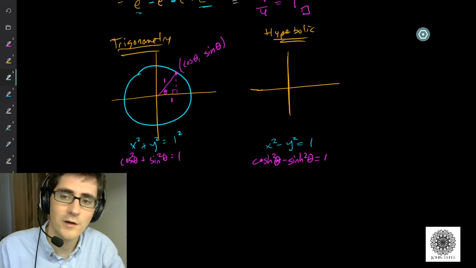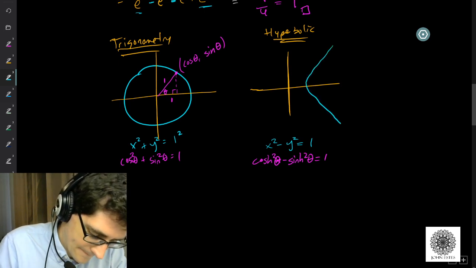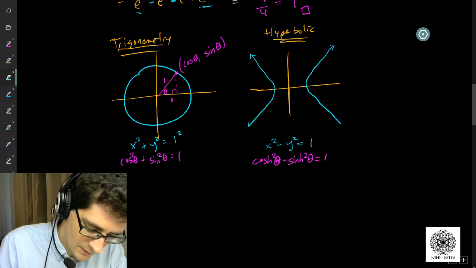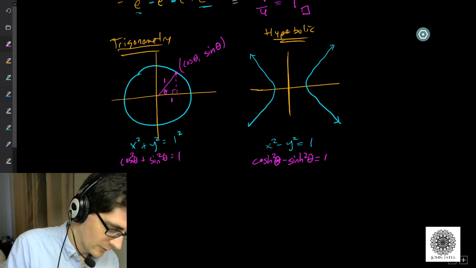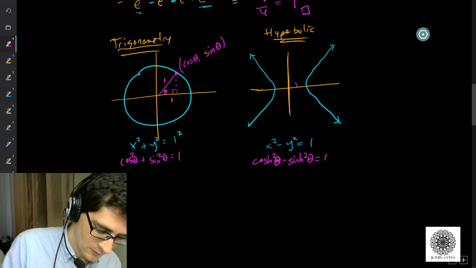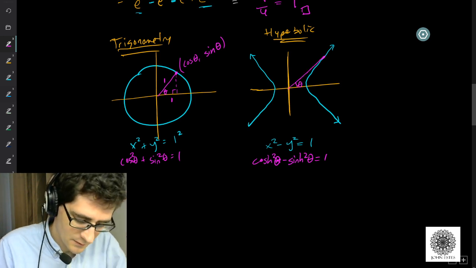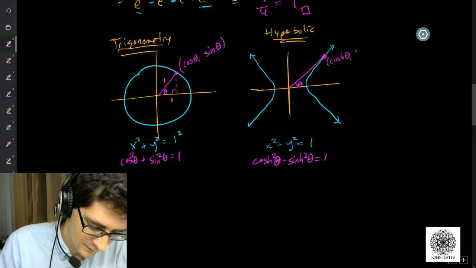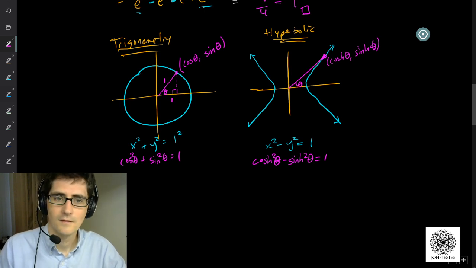So x squared minus y squared equals 1 has this graph. We have the hyperbola here, and in a way, this is kind of like our unit hyperbola. What happens here is we rotate an angle. So that's our theta angle rotated over, and the point on the hyperbola with the angle theta is cosh theta, sinh theta. I hope that makes sense.